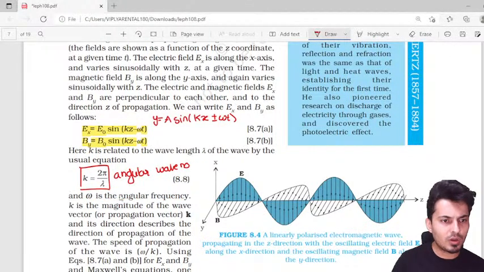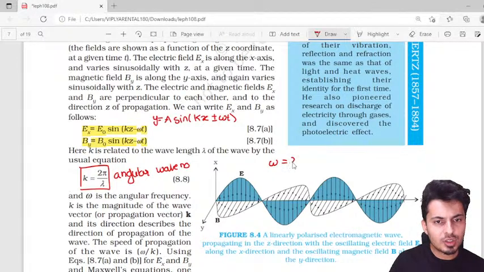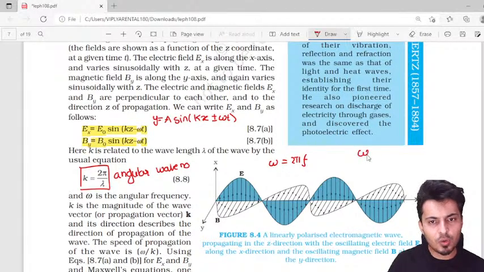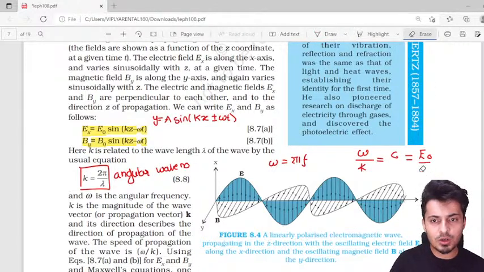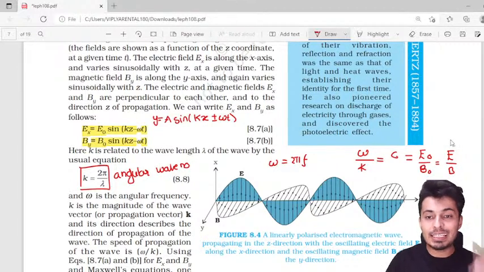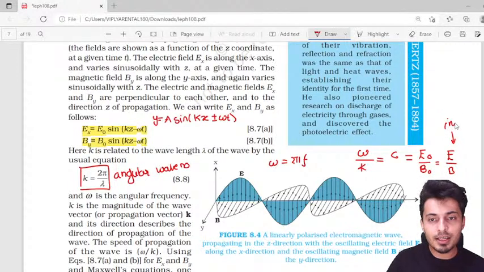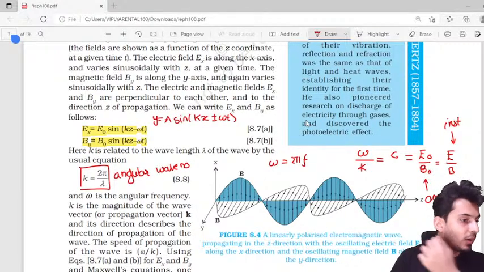Obviously you can also say omega is 2 pi f. You can also say omega by k is equal to c. Also c happens to be equal to E naught by B naught. Keep all these things in mind, which is also E by B. E by B is instantaneous values, and these are basically your amplitudes. Both the ratios will give you the value of the speed of light.